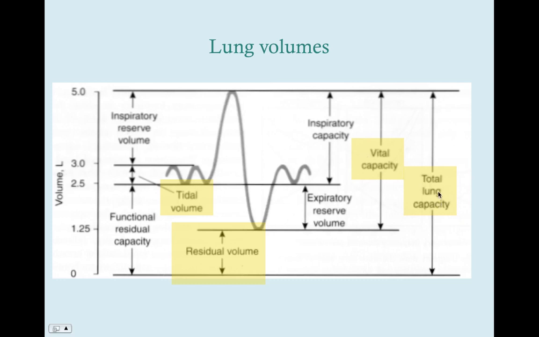Okay? So the total lung capacity, the vital capacity, the residual volume, and the tidal volume, which remember is the amount of volume that you take in a normal breath, those are going to be four important values to remember. These other values, the inspiratory reserve volume, inspiratory capacity, expiratory reserve volume, functional residual capacity, are good to remember, but these four that I highlight in yellow are important to know the definition of.